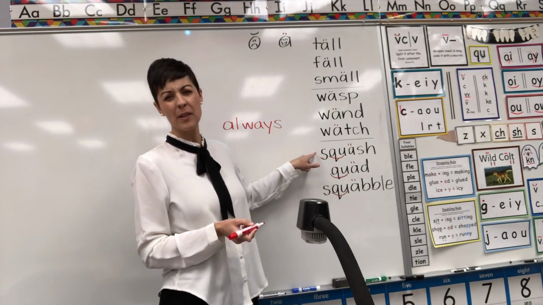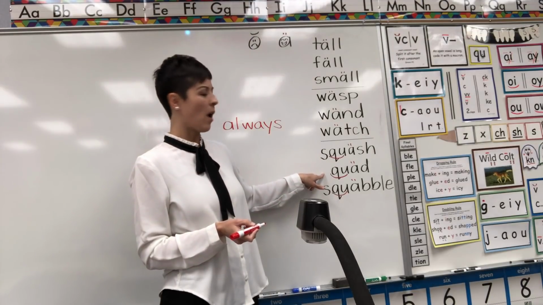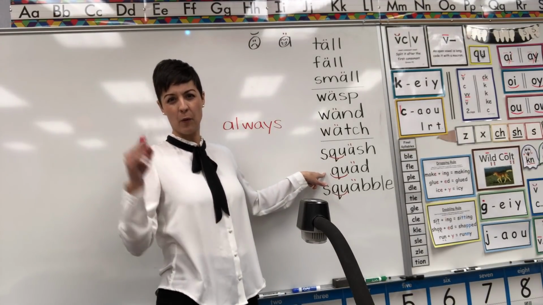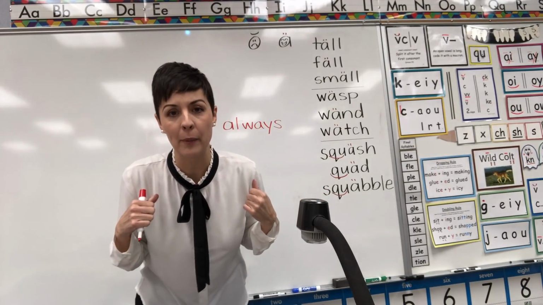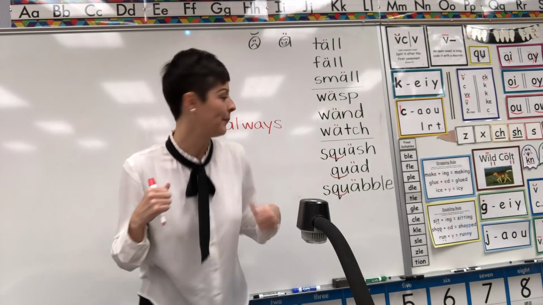And in case you don't know, a squash is a vegetable. A quad means when something is split into 4 sections. And a squabble means a little argument. You get into a little fight.